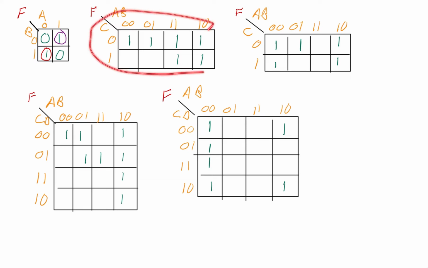Now on this K-map right here, we see that we have a group of 4. Now remember, we can circle groups of 1, 2, 4, 8, or 16. So we have this group of 4 right here, so we could go ahead and circle that one.